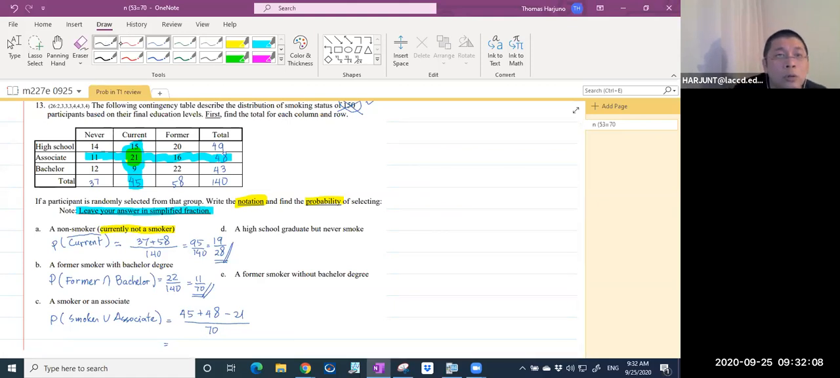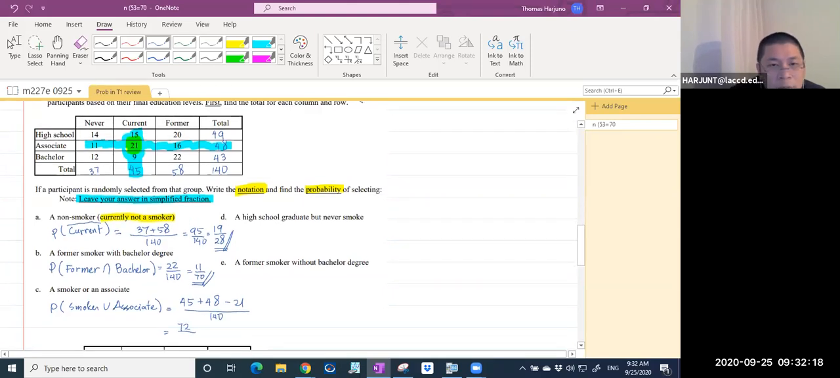Sorry, I wrote it wrong here. It's not 70, it's 140. I was like, what happened? Yeah, because I have 72 over 140. If 72 over 70, something must be wrong. Now here, I reduce by what? I think I can only reduce by 4. 36, 18. 18 over 35.